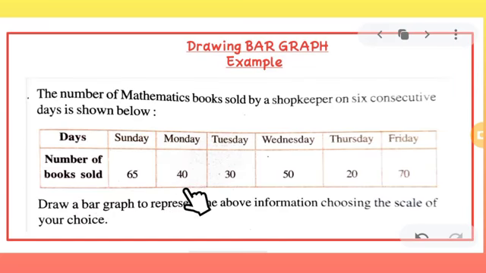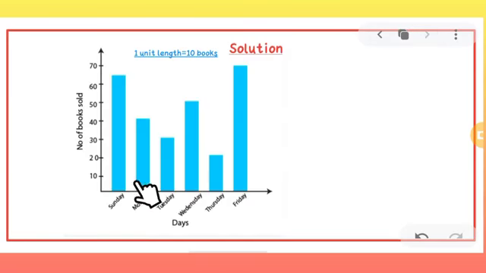Similarly, for Monday, we have 40 books. So for Monday, 40 books. Okay, we will draw a rectangle box which will represent Monday's data, and it will end up at scale of 40. Similarly, we will draw for other days also.